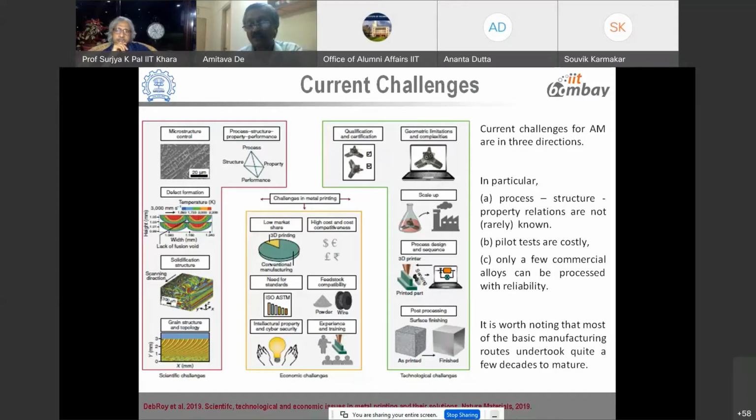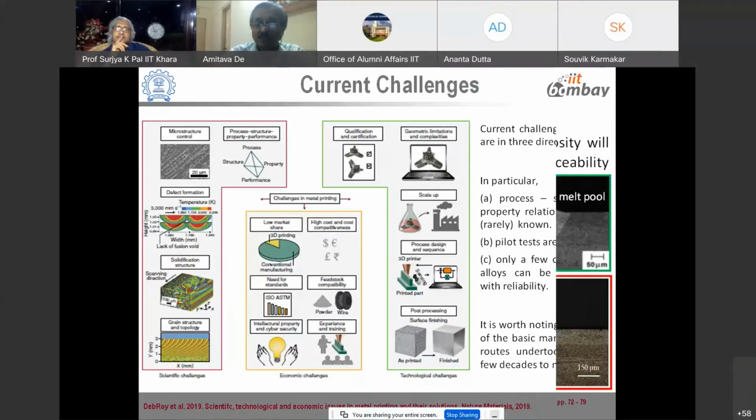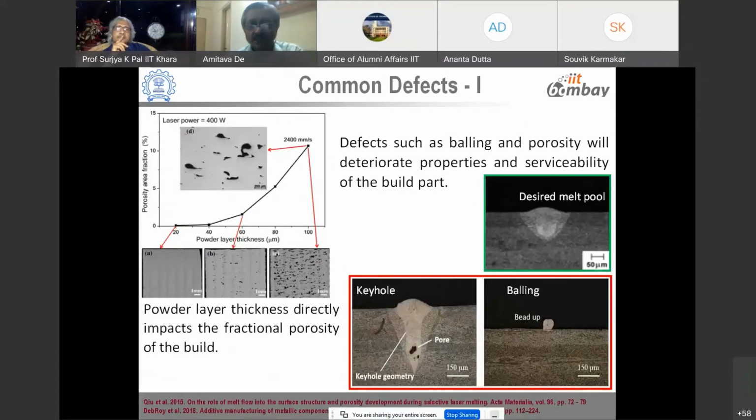So that's where the issue is. There are a lot of challenges to be overcome if we want to use additive manufacturing more and more for commercial applications. Some of the defects which are very common in this process, like porosity, arise because it is melting and solidification. So gases get entrapped before they come out of the melt pool, the pool gets solidified, and the gas remains as porosity.